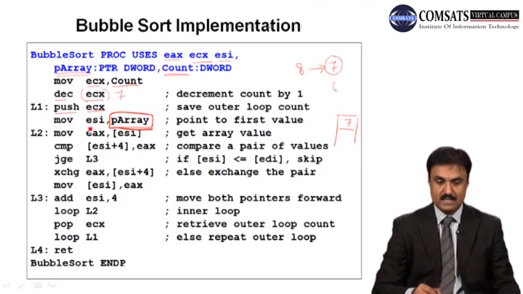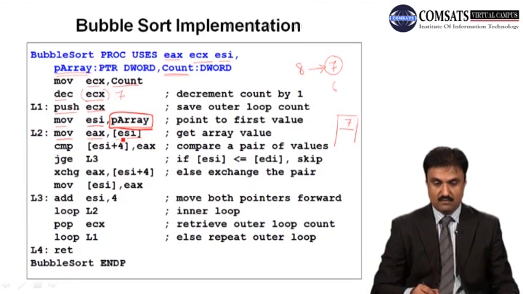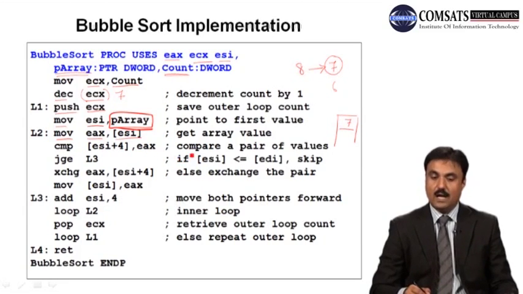Now ESI has the starting address of the array. So what we will do here: move EAX, ESI. So EAX is the value at ESI, so we get the array value, the first element. Compare ESI plus 4 and EAX. If we compare that, it is a pair of values, the second element and the first element. Greater than or equal, jump to L3, it will move to L3 if the second element is greater than EAX.